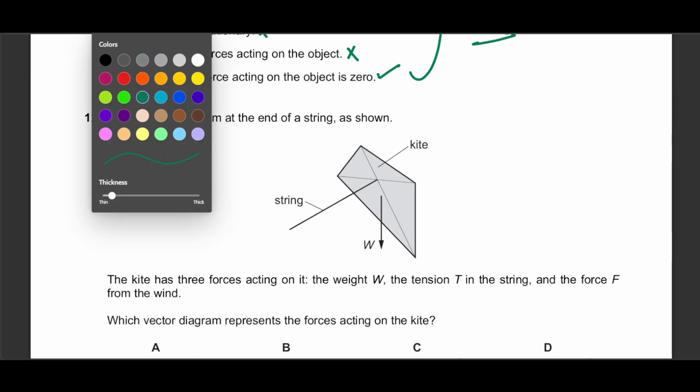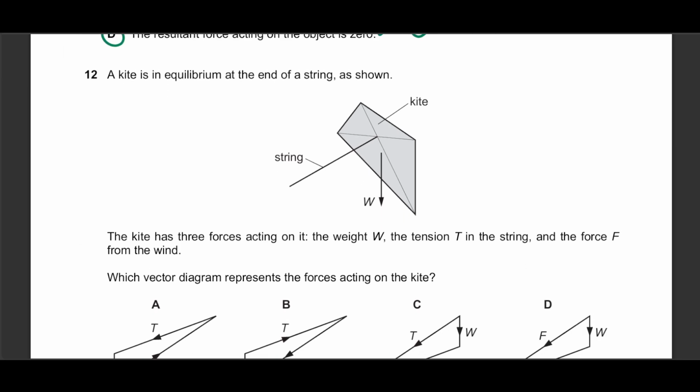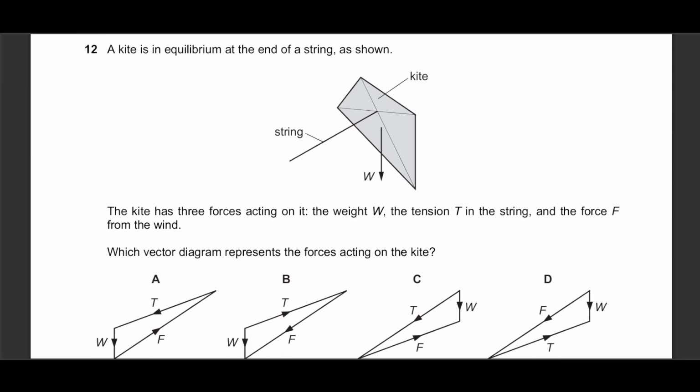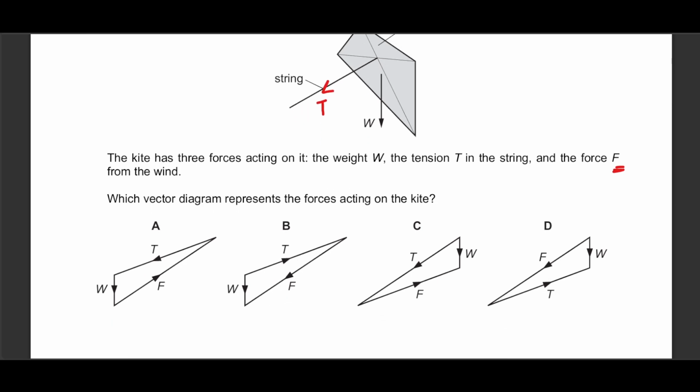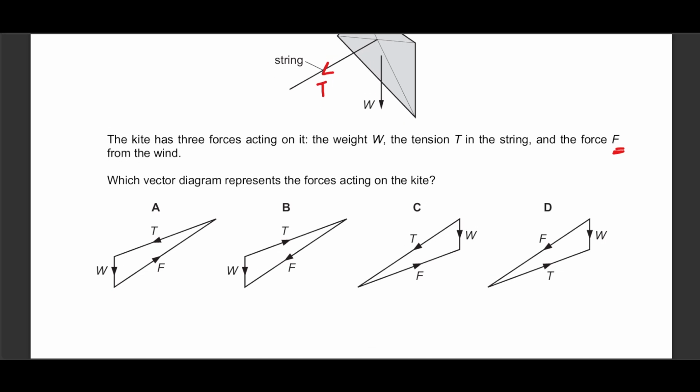Question number 12 is a common question. It is going to be asking about forces and the triangle of forces. He says there's going to be a wind with a force F, which we don't know yet, and this is a string with a tension component T. In this question, you didn't have to go through all the hassle of making the triangle.